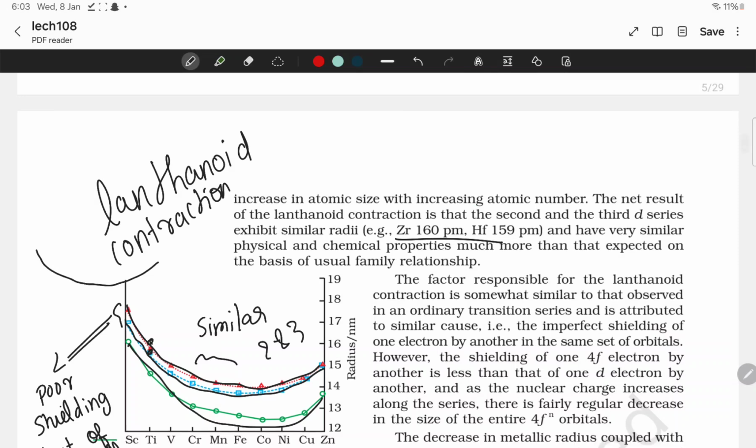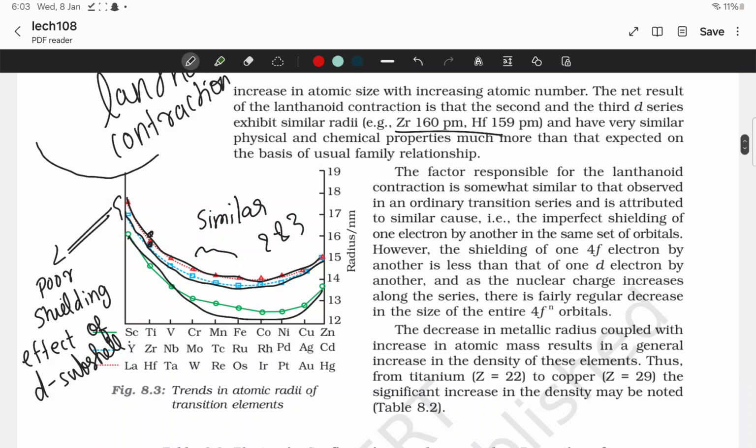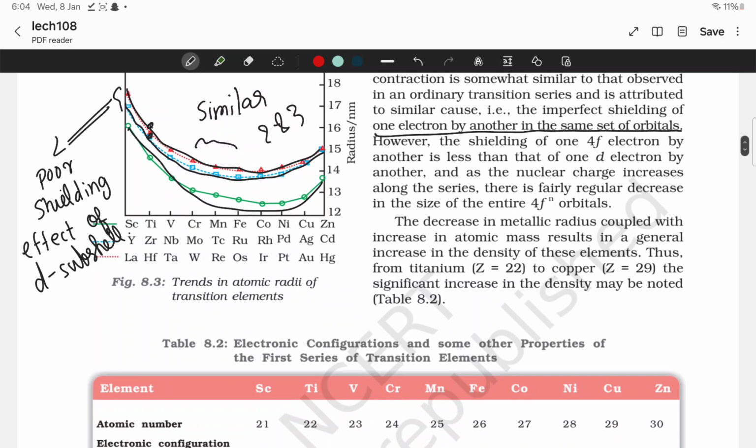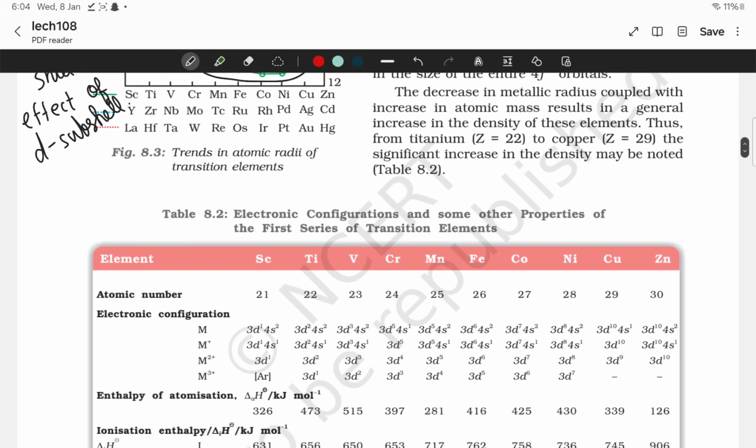Understand this. The factor responsible for the lanthanoid contraction is somewhat similar to that observed in an ordinary transition series and is attributed to a similar cause, that is, imperfect shielding of one electron by another in the set of d orbitals. However, the shielding effect of one 4f electron by another is less than that of one d electron by another, and as the nuclear charge increases along the series, there is a fairly regular decrease in the size of the entire 4f orbital. The decrease in metallic radius coupled with the increase in atomic mass results in a general increase in density of these elements. Thus, from titanium to copper, the significant increase in density may be noted. Density increases down the group.